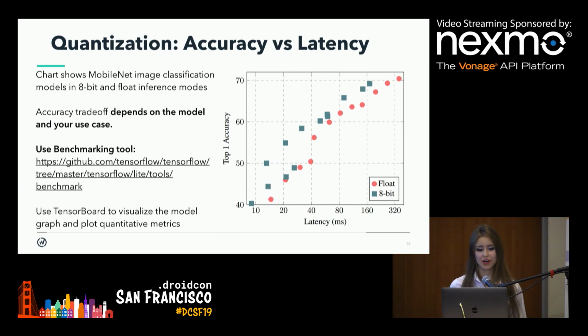Again, it's always going to depend on the model and your specific use case. What's more important to you, higher accuracy or lower latency? There's no one size fits all. So you have to think about your domain, your use case, and your user base, like who's going to use your app.